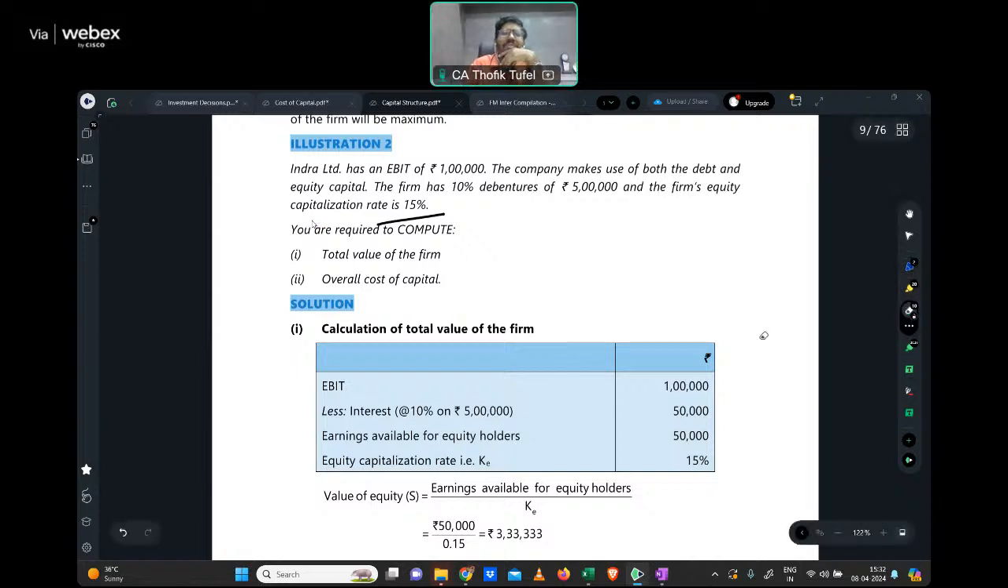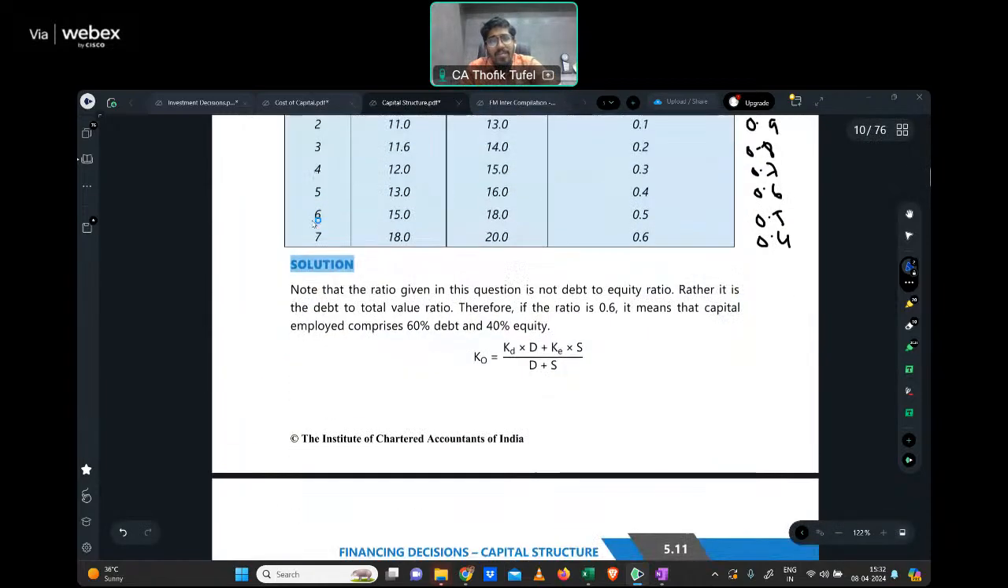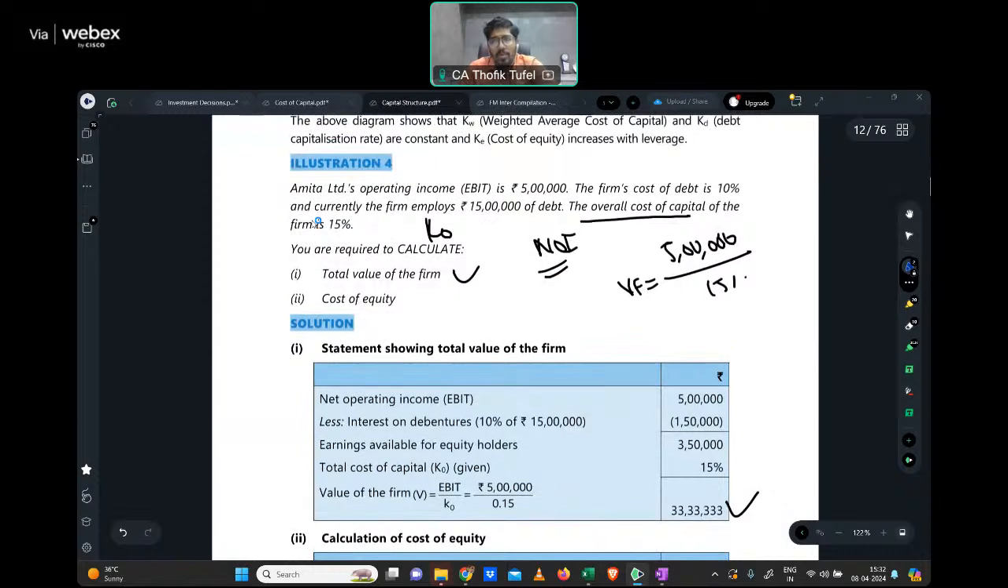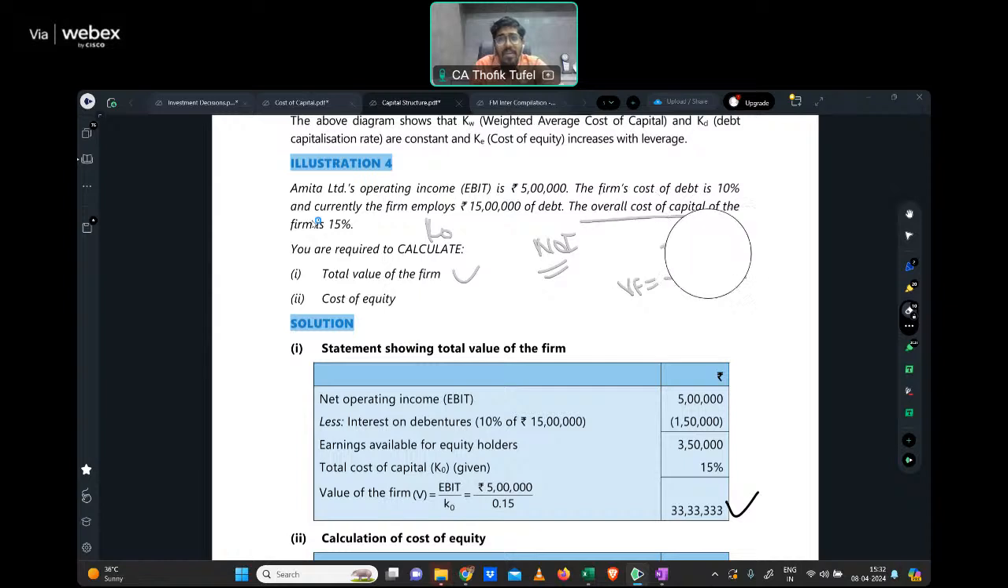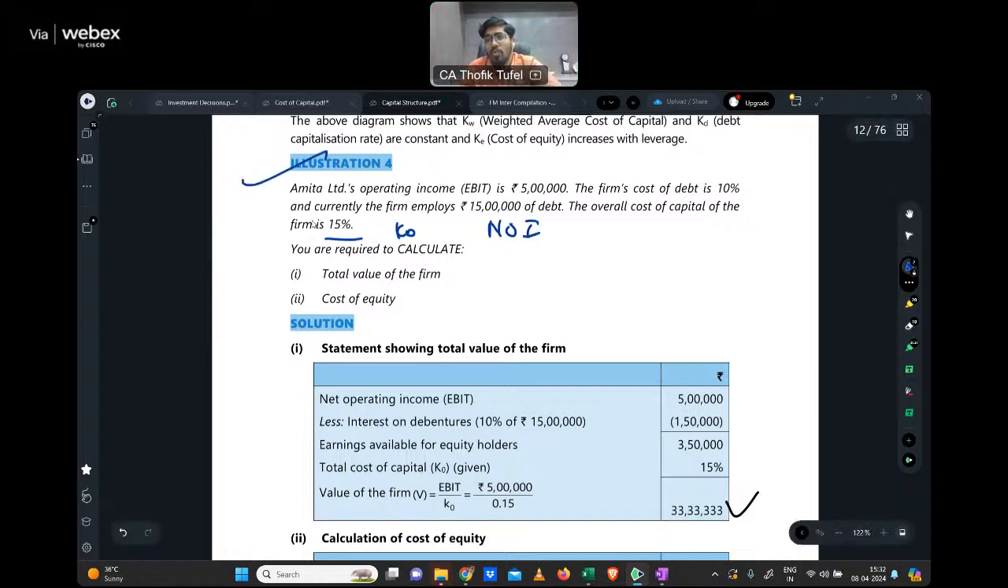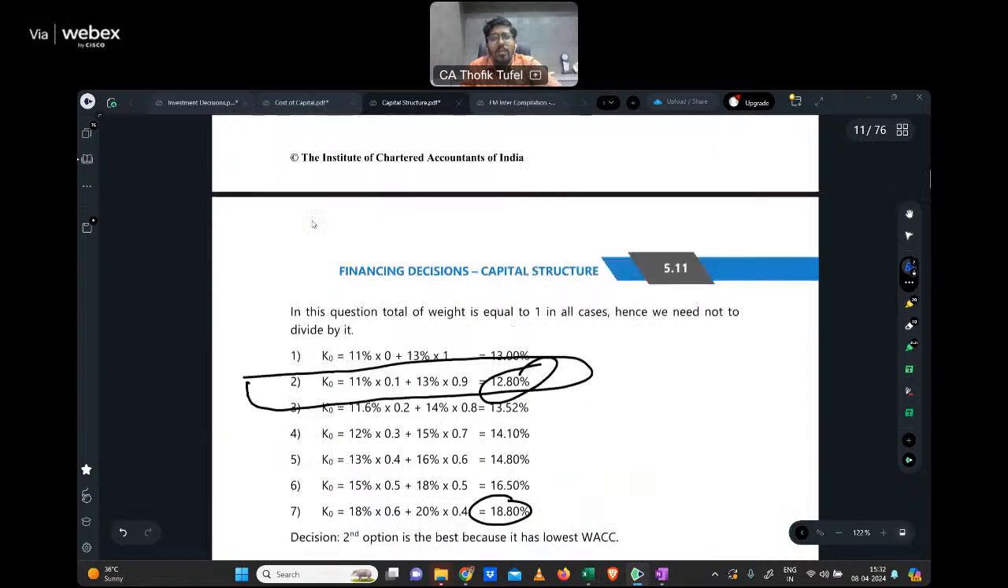Sir, how will I find out whether I should use net income or net operating income? Whenever K is given, it is always net income approach. Wherever KO is given, which is the overall cost of capital, it is net operating income approach. So we are going to do both illustrations: net income approach and net operating income approach.